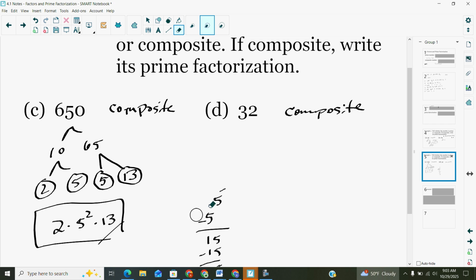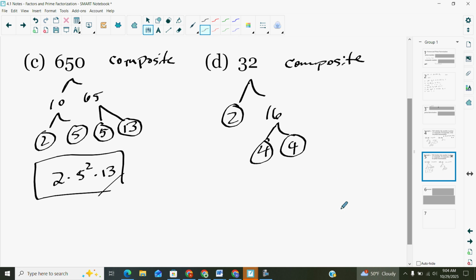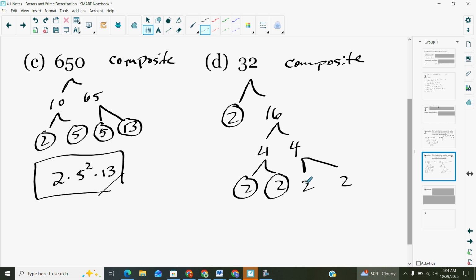We know 32 is composite. 32 we said was divisible by 2, so let's do that. 2 times 16. 8 is 4 times 4, or 2 times 8. Either way, you'll get the same answer. Whoops, shouldn't have circled those. 4 is 2 times 2. 2 is prime. This 2 is also prime, as are these two 2's over here. 2 times 2 times 2 times 2 times 2, 2 to the 5th.